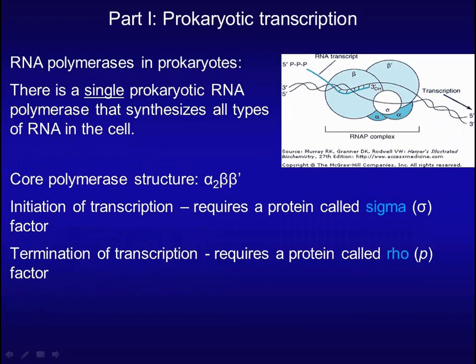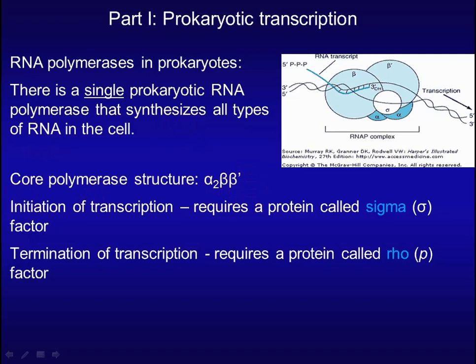Now, let's go to part 1. Prokaryotes have only one RNA polymerase that synthesizes all types of RNA in the cell. The core enzyme has 4 subunits, including alpha and beta subunits, reminiscent of hemoglobin, but it has 2 different beta subunits. As a result, it has an alpha-2, beta, beta prime composition.